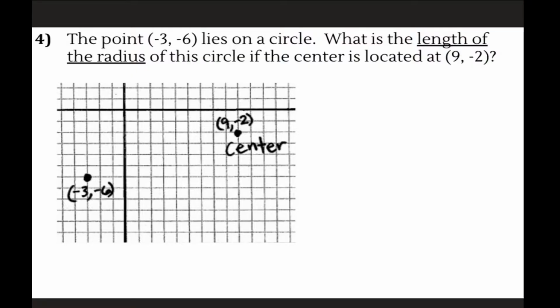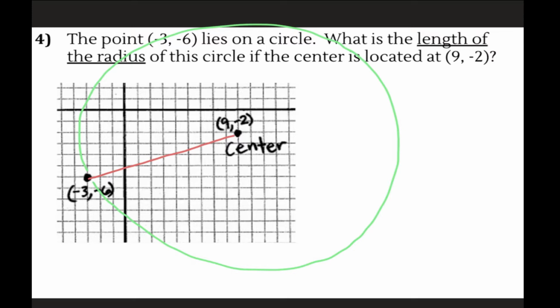Problem 4. The point (-3, -6) lies on a circle. What is the length of the radius of this circle if the center is located at (9, -2)? We are trying to figure out the length between these 2 points. We have the center of the circle and the outside edge. That creates a radius. A radius is a segment that goes from the center of the circle to the outside edge. Do you remember that? So what we are trying to figure out is this distance right here. Do we have a formula that helps us calculate the distance between 2 points?